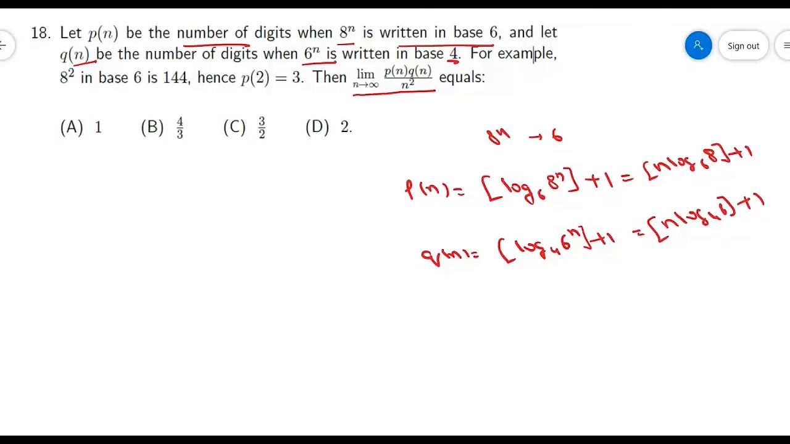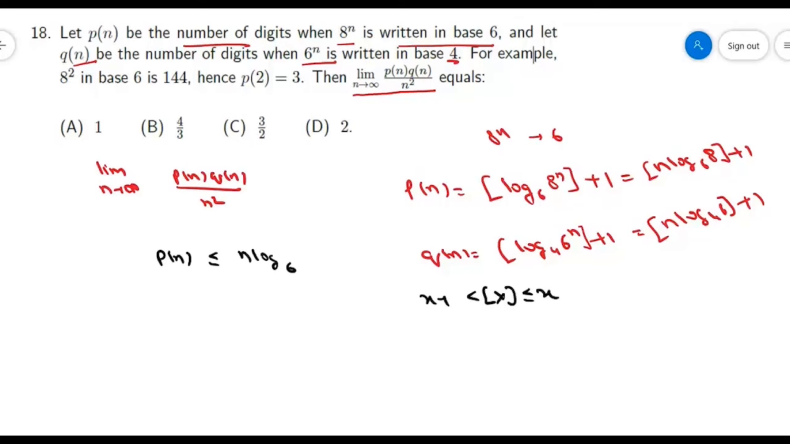Now we need to find this limit, which is the limit as n tends to infinity of P_n into Q_n upon n squared. In the greatest integer function, we know this property that the greatest integer of x is always less than or equal to x and it is greater than x - 1. So I can write P_n is less than or equal to n log_6 8 plus 1, and it is greater than n log_6 8.